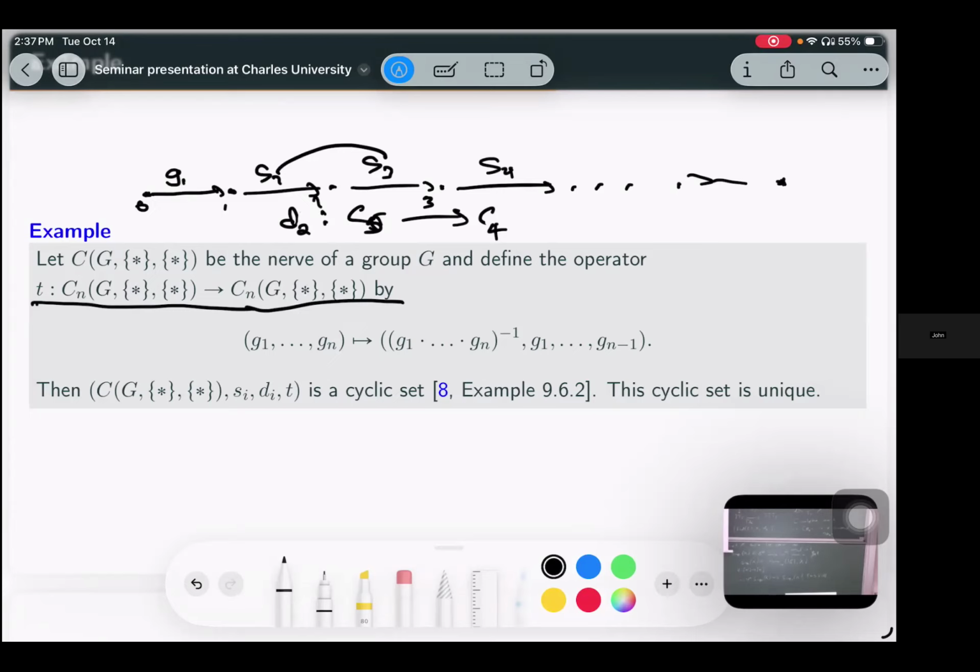So what it does is it takes this in G^{n+1}, and it will multiply to first give me this G1, multiply G1 up to Gn, and then take the inverse of that. Then we have the G1 term all the way to Gn minus 1 term. Now this is a cyclic set, and this is the only cyclic set for the nerve of a group.